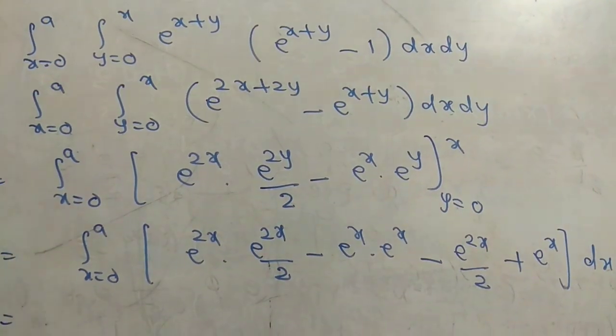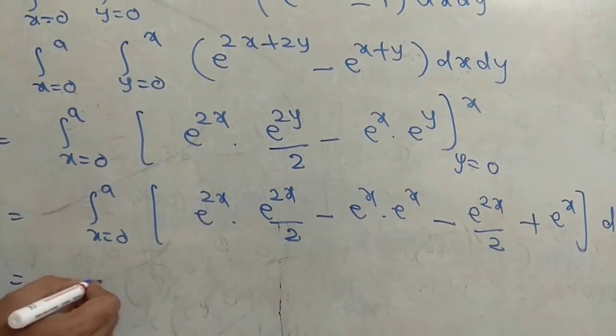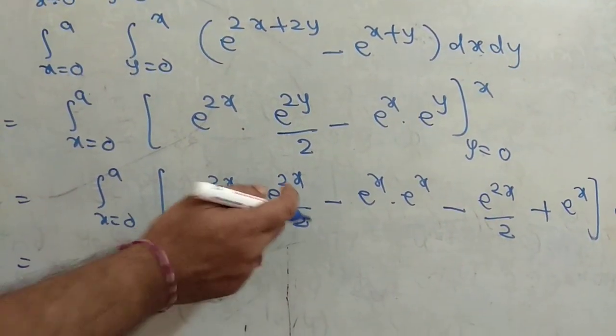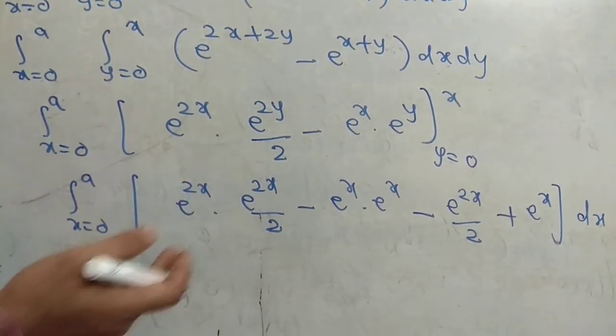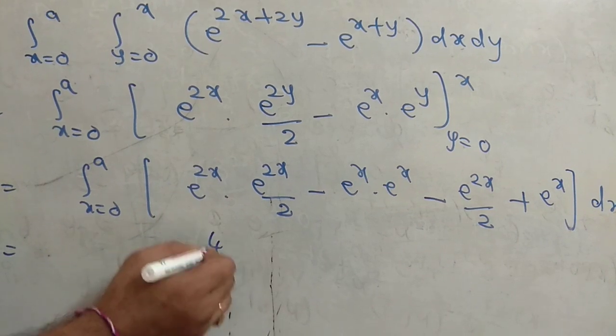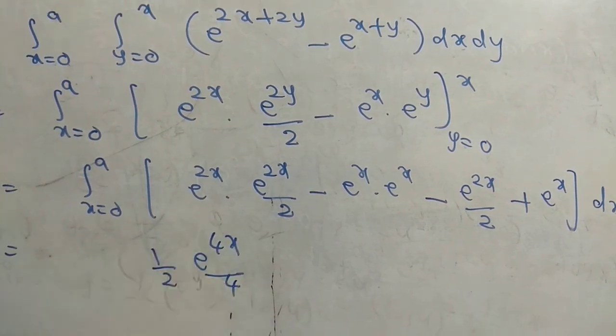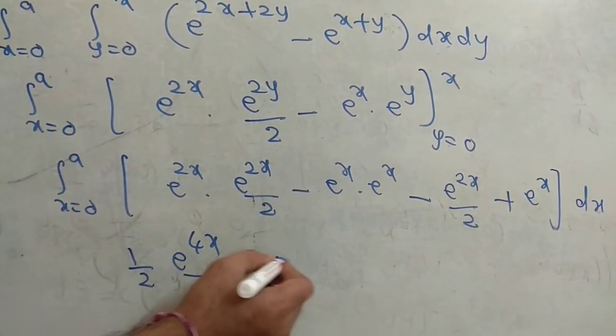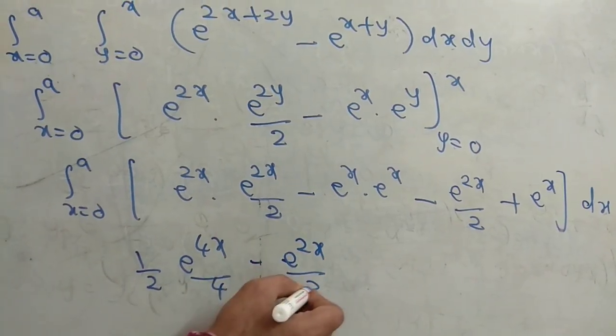Now you integrate with respect to x. So directly, e power 2x into e power 2x is e to the power of 4x. Already 1 by 2 is there, so e power 4x divided by 4. This is the integration. Minus e power 2x divided by 2.